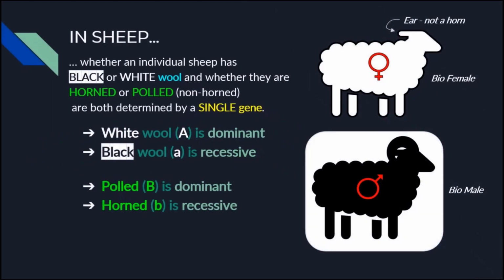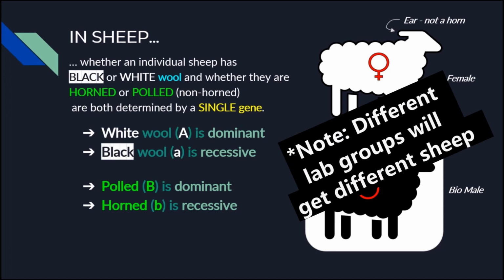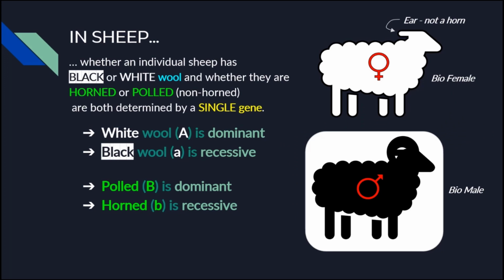In this activity, you are looking at two sheep: a biological female sheep with light fur, or light wool I should say, and no horns, so polled, and a biological male sheep that has black wool and horns. You're going to work through this example with your lab partners, keeping in mind that the light wool color trait is dominant, and the polled trait, meaning no horns, is also dominant.